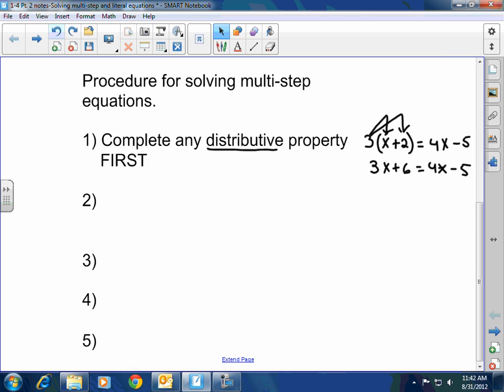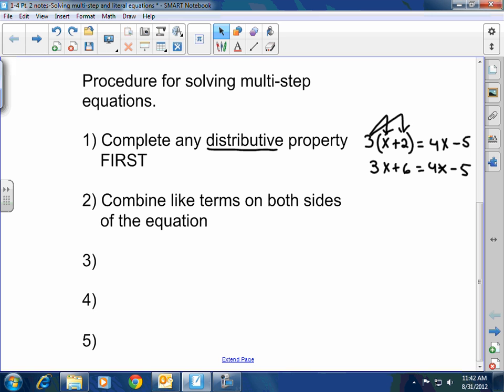Step 2. Combine like terms on both sides of the equation. So if I have like terms on either side, I combine them. Here, 3x and 6 are not like terms, so I cannot combine them. Here, 4x and negative 5 are not like terms, so I cannot combine them.